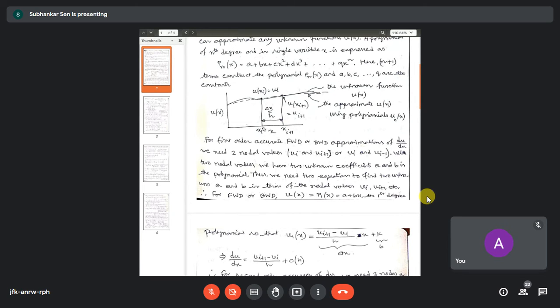So when you are getting two nodes in this forward difference formula or backward difference formula, you are actually assuming that between these two points, i and i plus 1, u is changing as a straight line. If u is changing as a straight line, the equation of the straight line is y equals mx plus c. This is a special form of the polynomial.